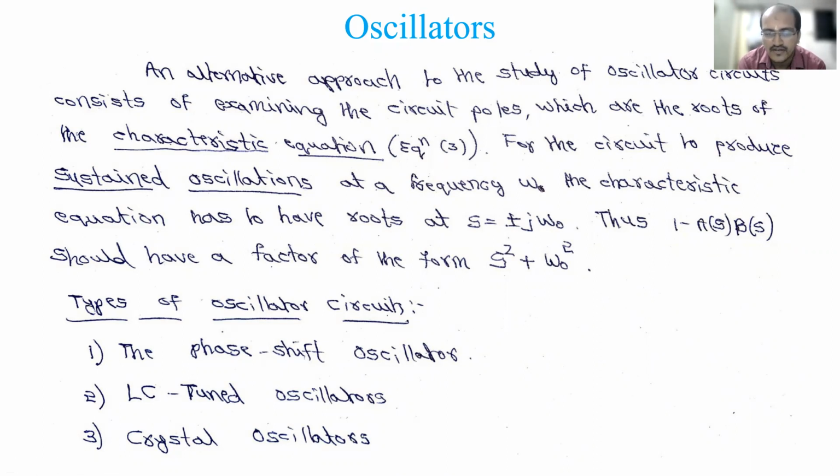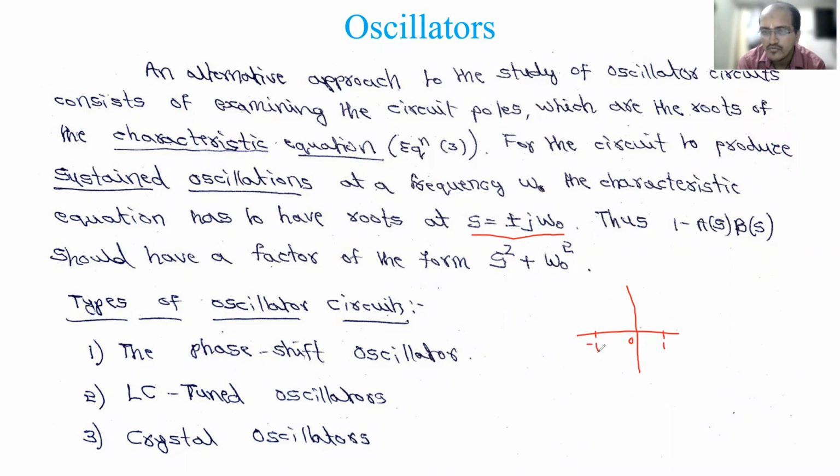So what is the criterion for oscillation? For the circuit to produce sustained oscillations at a frequency omega naught, the characteristic equation has to have roots at s equal to plus or minus j omega naught. If you equate the denominator to 0 and solve, you should get the roots at plus j omega and minus j omega. What is plus j omega? This is your axis, this is the origin. Plus j omega means some value, say plus 1. Exactly the same magnitude should be there on the left side, minus 1.